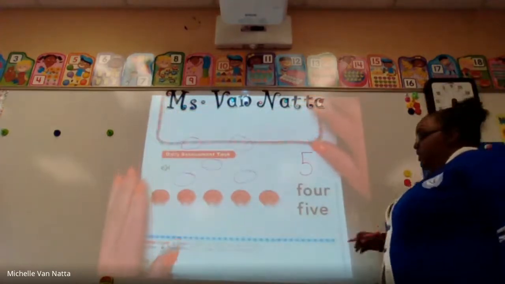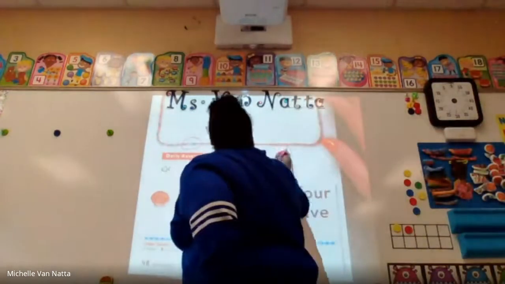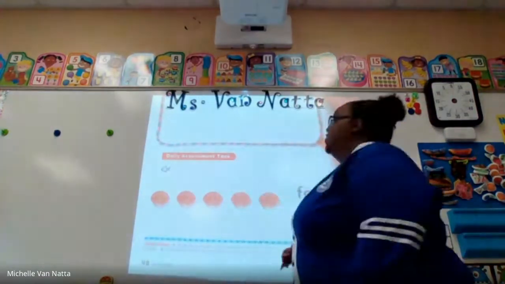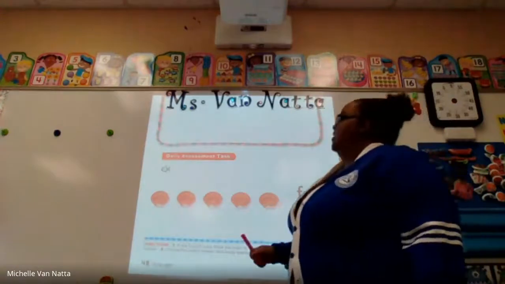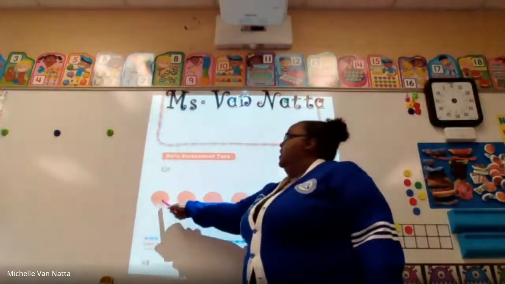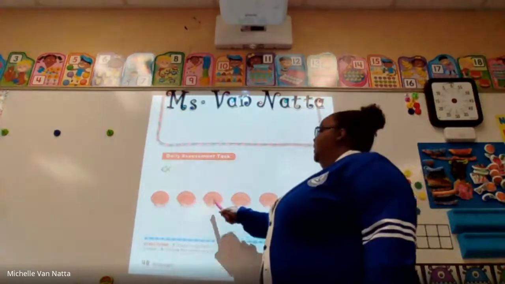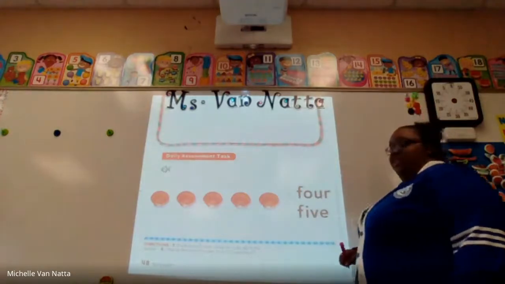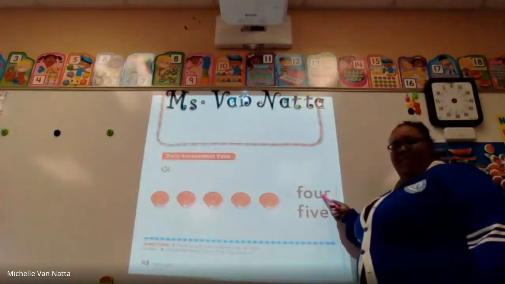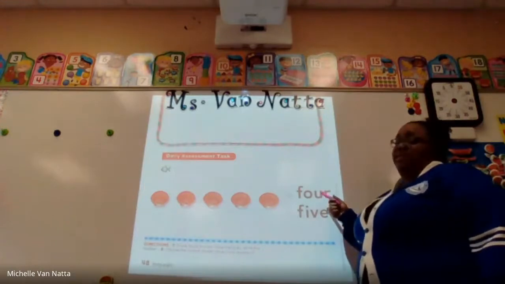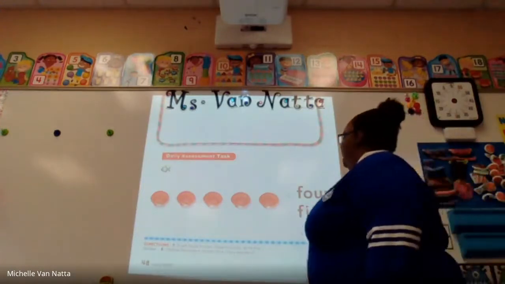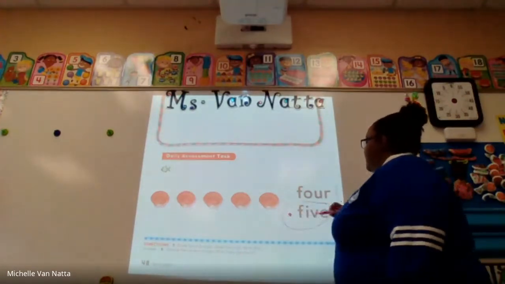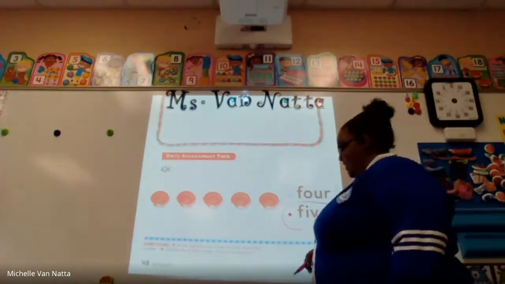Now what you're going to do is, let's erase all of this. Now what you're going to do is you're going to count the seashells. The seashells. 1, 2, 3, 4, and 5. How many seashells do we have? Did we have 4 seashells? No, I don't think so. We had 5, correct. So you can shade it in or you can circle it. Great job, guys. Great job.